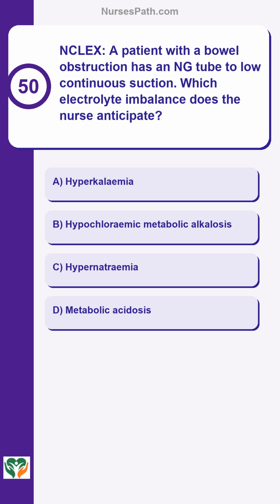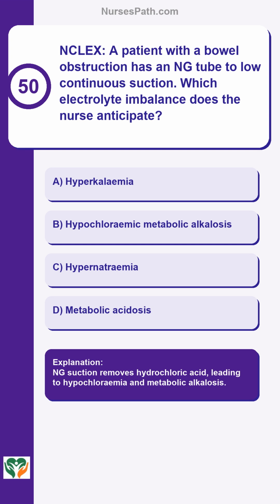Question 50. NCLEX. A patient with a bowel obstruction has an NG tube to low continuous suction. Which electrolyte imbalance does the nurse anticipate? Hyperkalemia. Hypochloremic metabolic alkalosis. Hypernatremia. Metabolic acidosis. NG suction removes hydrochloric acid, leading to hypochloremia and metabolic alkalosis.